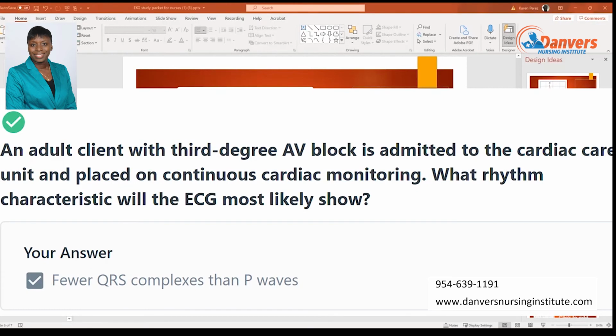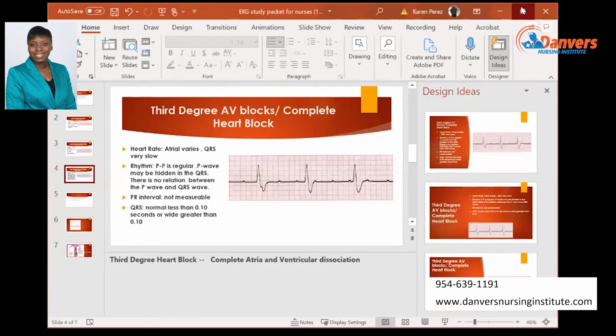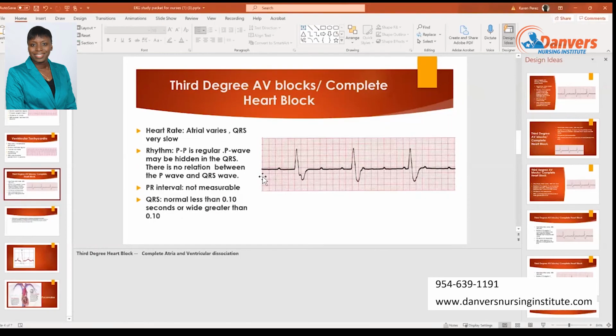An adult client with third-degree block is admitted to the cardiac unit and is placed on continuous cardiac monitoring. What rhythm characteristic will the EKG show? So let's look at this third-degree block. What you will see, so you will see the P here. You see there's a long way before the QRS. Look at this.